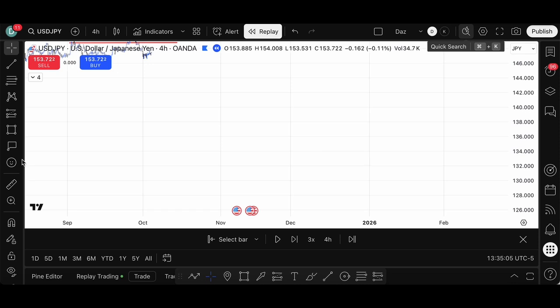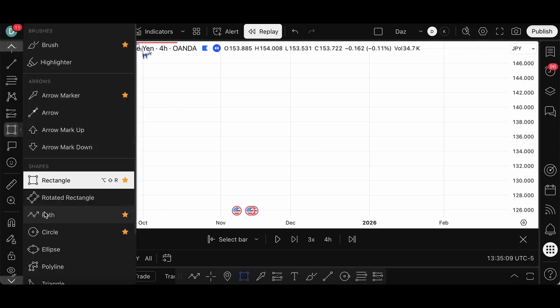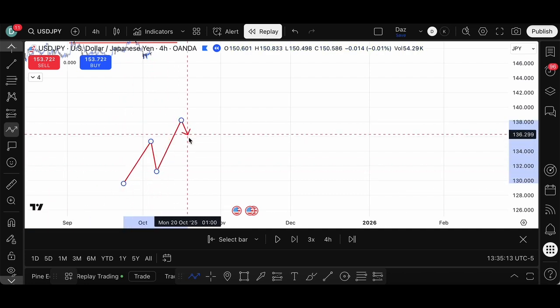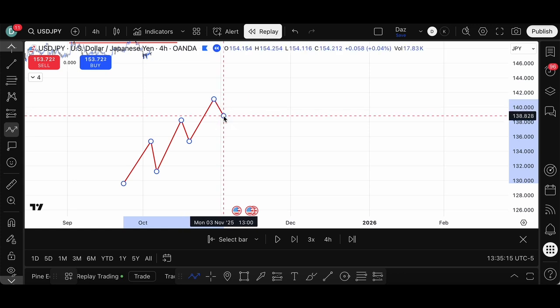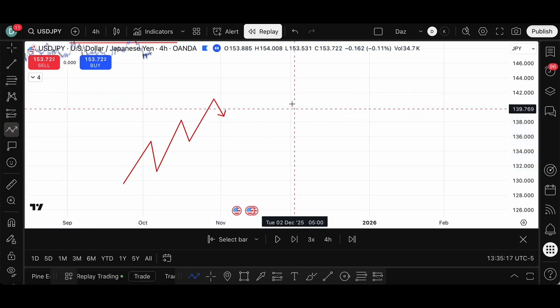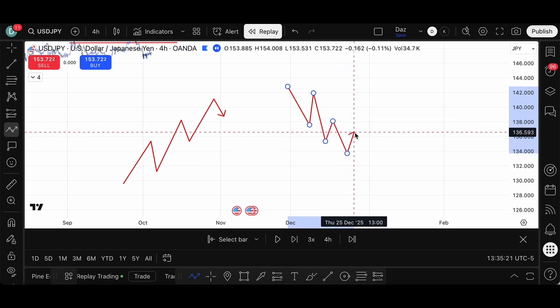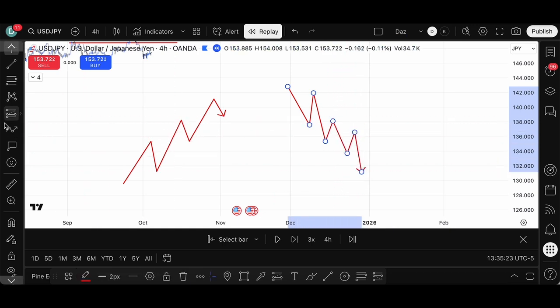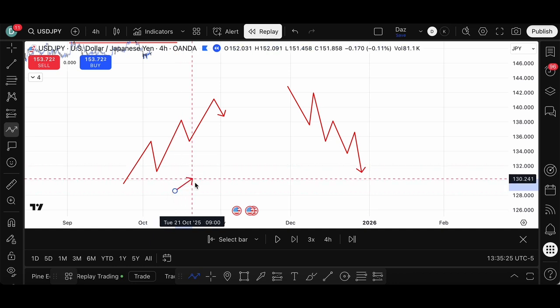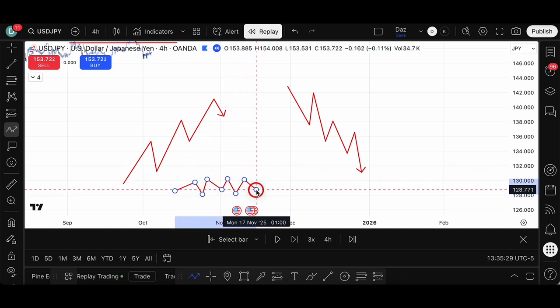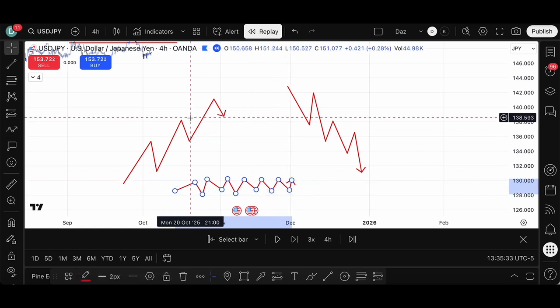It moves up, like this, and it also moves down like this, and it also does sideways, which is consolidation. This is what you want to stay away from.